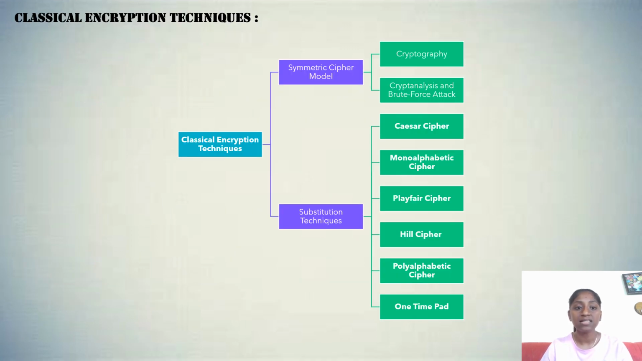Let's look into the classical encryption techniques. Classical encryption techniques are of two kinds. One is the symmetric cipher model and the second one is the substitution technique. Symmetric cipher model consists of cryptography, cryptanalysis and brute force attack, wherein the substitution technique consists of Caesar cipher, monoalphabetic cipher, Playfair cipher, Hill cipher, polyalphabetic cipher, one-time pad.